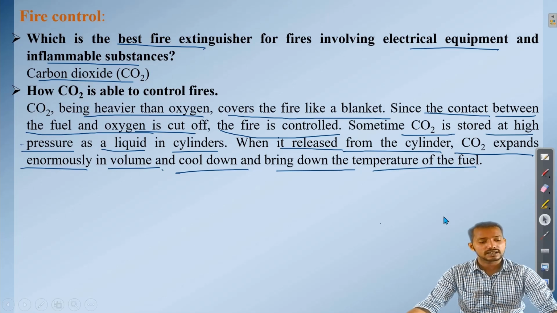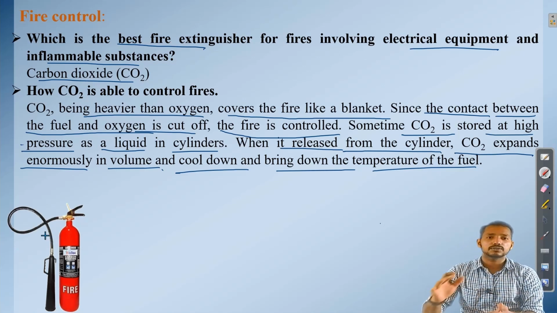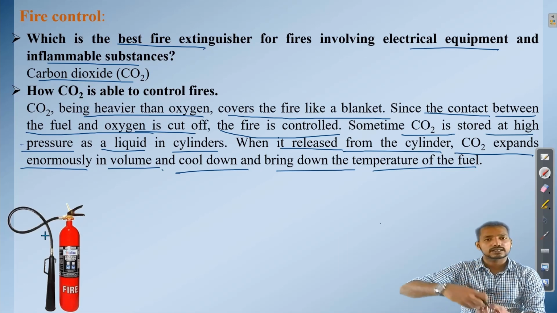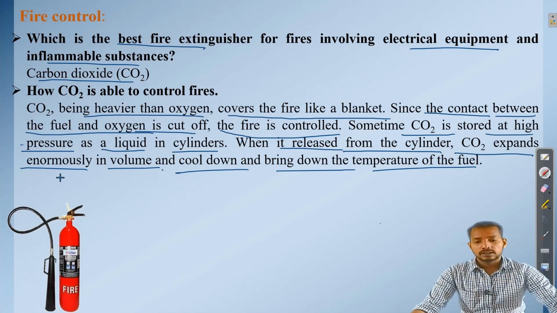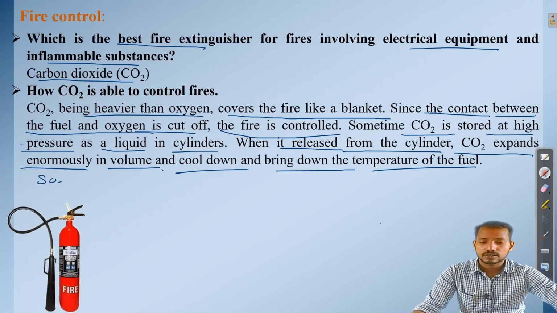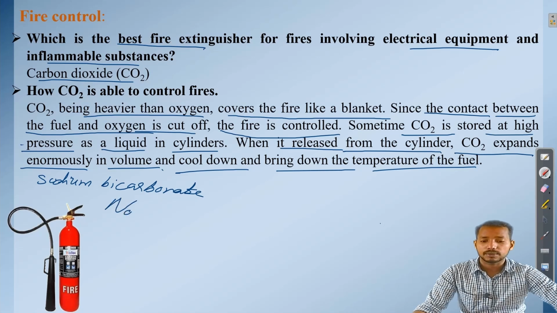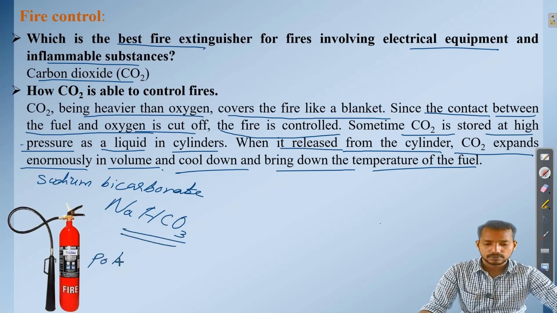Like you have already seen, this is a fire extinguisher which produces carbon dioxide. Sometimes it is directly stored as a gas. Sometimes it is stored in the form of chemicals, and when released, it produces carbon dioxide. In this way, it is stored in different ways. The chemical powders used for getting carbon dioxide are sodium bicarbonate, or we can write the chemical formula NaHCO3, sodium bicarbonate, or potassium bicarbonate.